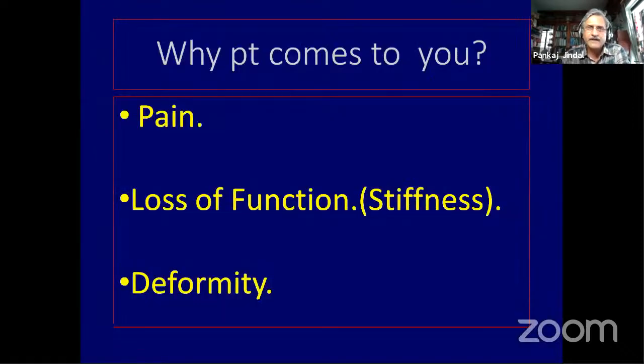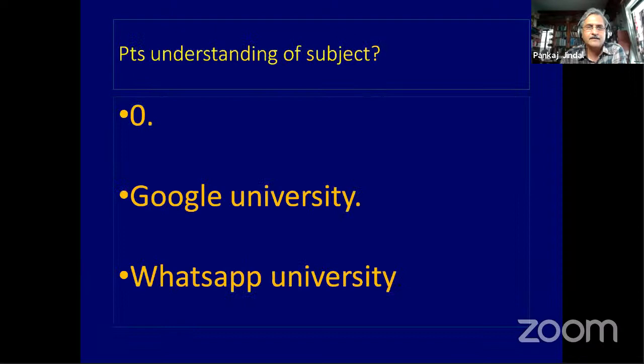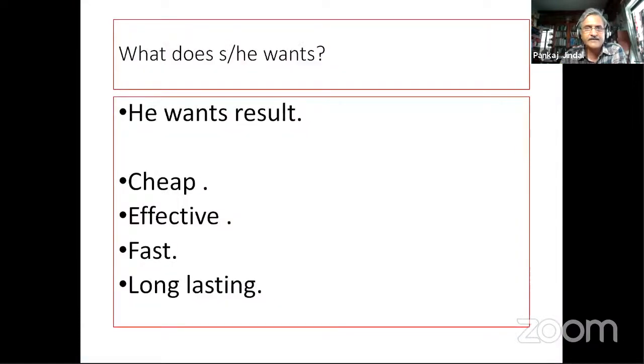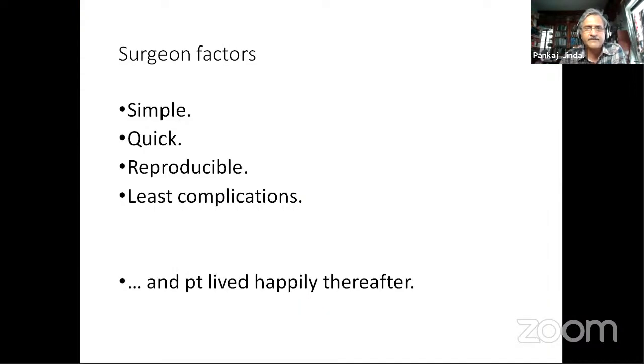But when the patient comes to you, he comes with one of three problems. He comes with pain, he comes with loss of function, he comes with deformity. What he ultimately wants is to get rid of the problems and get all right. What does the patient understand of his problems? He understands almost nothing, apart from whatever he has read on the internet. Ultimately, he wants a treatment which is cheap, effective, fast, and long-lasting. Does it matter whether the treatment is anatomical or non-anatomical? It doesn't matter to him. He wants to be all right.